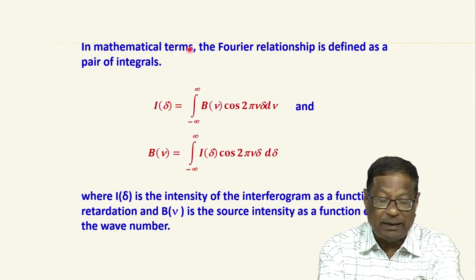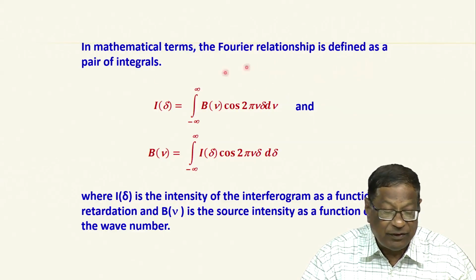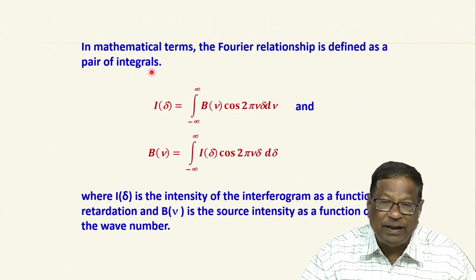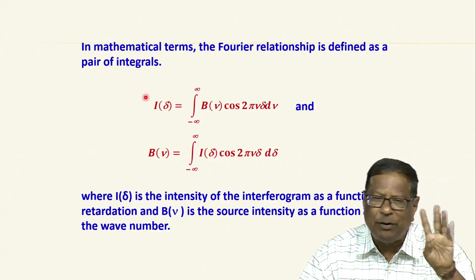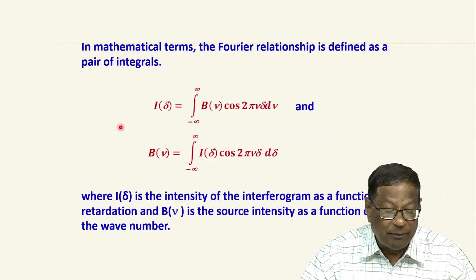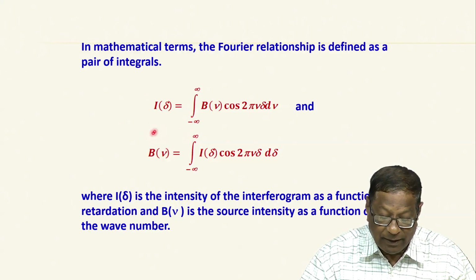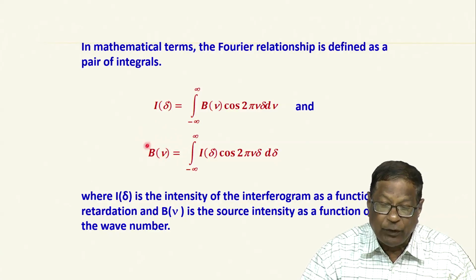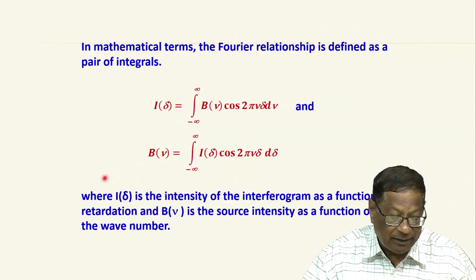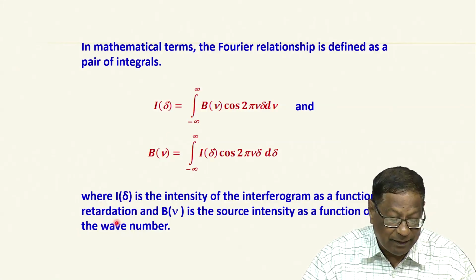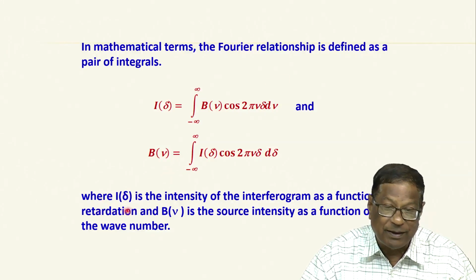So, in mathematical terms, the Fourier relationship is defined as a pair of integrals. The whole Fourier relationship I can define by two integrals. One is the intensity part, another is the source intensity. One is intensity of the interferogram as a function of retardation. The movement of the mirror is known as retardation.